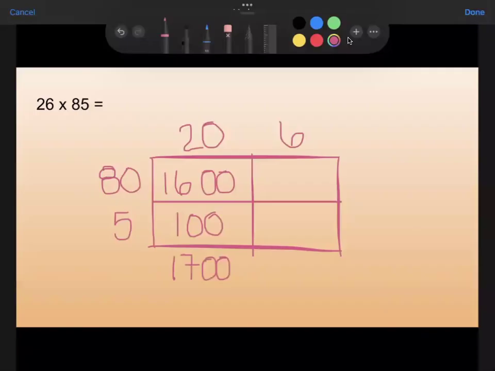For that top right box, I would need to multiply 80 times 6. That's the number on top times the number to the side. 8 times 6 is 48. And then I'm going to add a 0 at the end. So that would be 480. And then again, the bottom right would be 6 times 5. That's because that's the number on the top and the number on the side. So 6 times 5 is 30. I'm going to go ahead and add those two up.